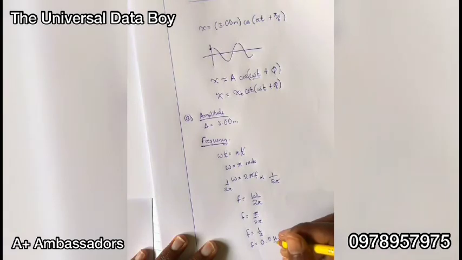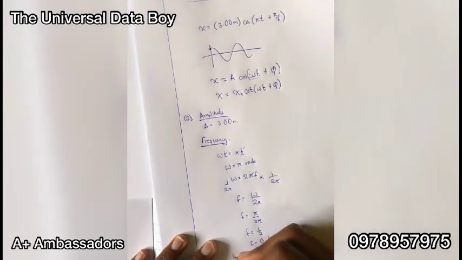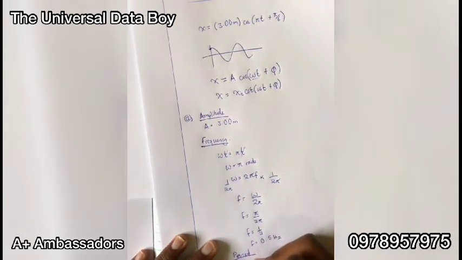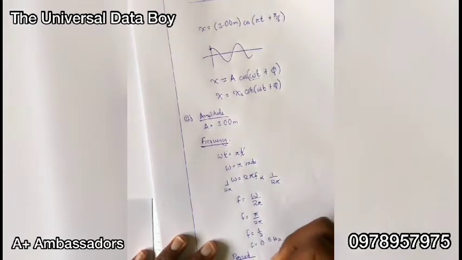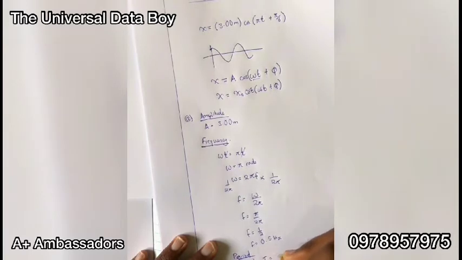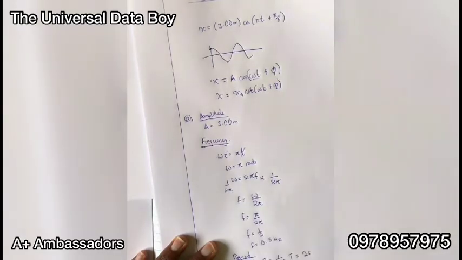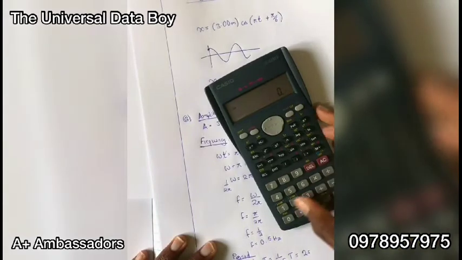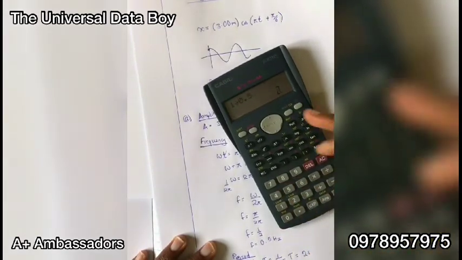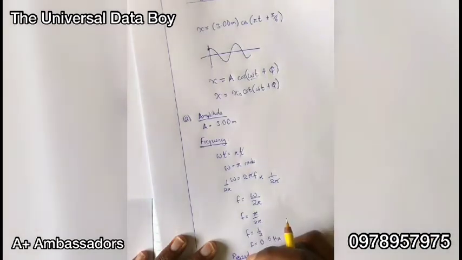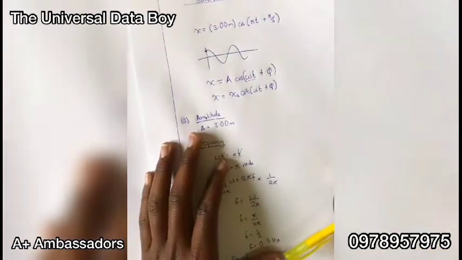Then we are also told to find the period of the motion. Now we know that the period T is equal to 1/f. It's just the inverse of f. So our T is equal to 1/0.5, which is simply 2. You can counter-check with the calculator: 1 divided by 0.5, yes, it's 2, and the SI unit is seconds. So then we are done with the first part of the question, part A. Then we go to B.